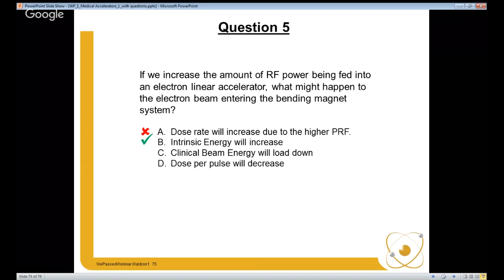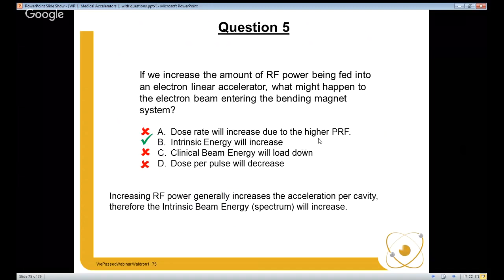Intrinsic energy will increase. This is the correct answer, or the most correct answer. Now, dose per pulse will decrease. That one is also in the silly range. The hard one to sort out here is the clinical beam energy will load down. That could happen, but that's going to happen if we increase the amount of electron fluence, not the RF power. So intrinsic energy will increase. Yes, absolutely.